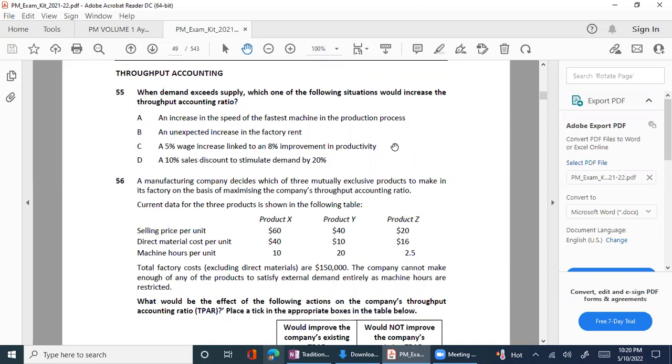A 5% wage increase linked to an 8% improvement in productivity. What is the meaning of productivity? It means you will be producing units more quickly, so it will increase the efficiency. As the efficiency gain is 8% and the increase in wage is 5%, this will improve the ratio. So this is likely the answer, but before finalizing, let's read D as well. A 10% sales discount to increase the estimated demand by 20%. This will reduce the ratio because we will have a lesser value of sales. So C is the most appropriate answer. Is it clear?